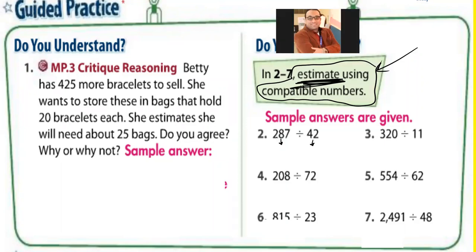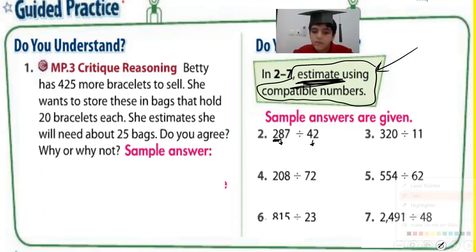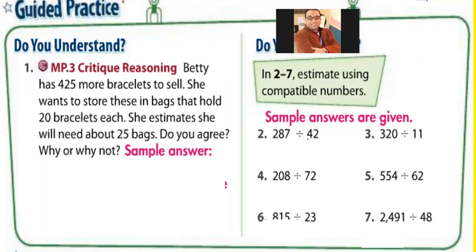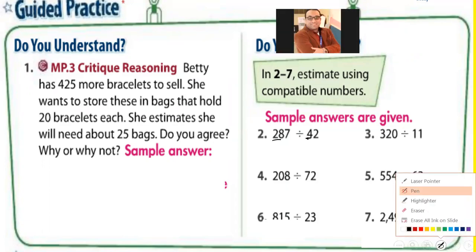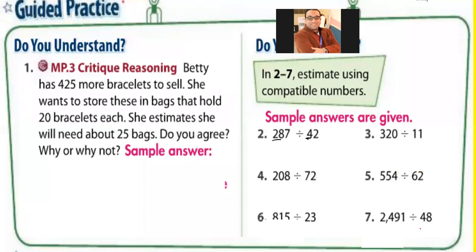300. Let's think about the first two digits here. You see them? What are they? 28. Very good, 28. And the first one here is what? 4. Is there a relation between 28 and 4? In the timetable of 4, we have 28. Yes, it is 7.